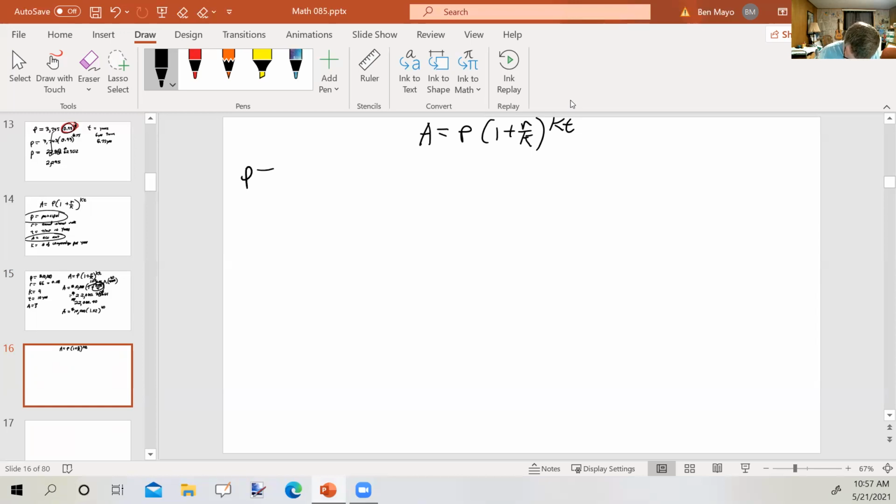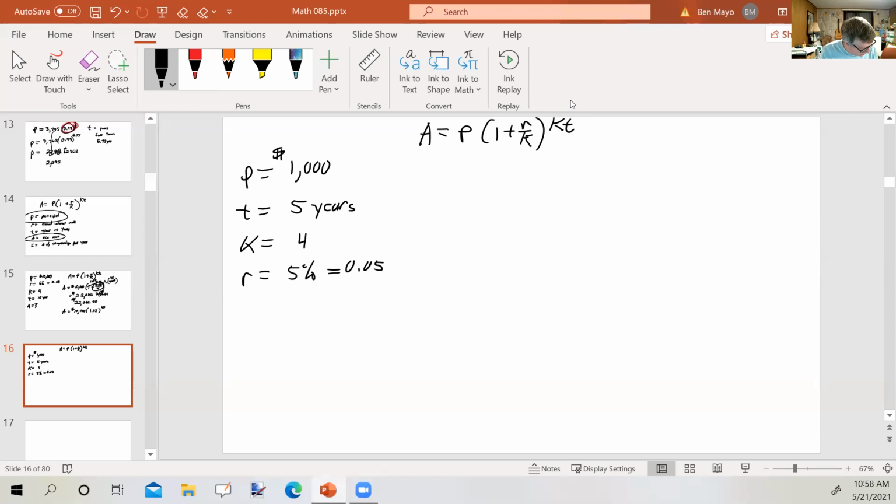Let's see, scenario number 1. The principal is going to be $1,000. Time is going to be 5 years. Compounding is going to be quarterly. Let's see here, is that all we need? Principal. Oh, time is 5 years. The rate. Oh, the annual rate is 5%. Okay.